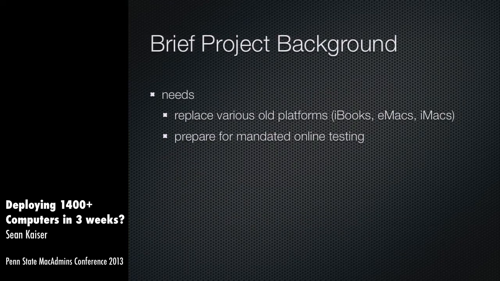So, a little bit of background on why we did this. We had old machines: iBooks, G3s and G4s, eMacs, some iMacs with 15-inch CRTs, and some of the flat panel. I don't know if we had any G5 iMacs, but some of the early Intel iMacs. Pretty much the latest OS we had was 10.5. Some places we had 10.6, but as we get ready for mandated online state testing, we needed new machines to be able to support the apps for those tests.